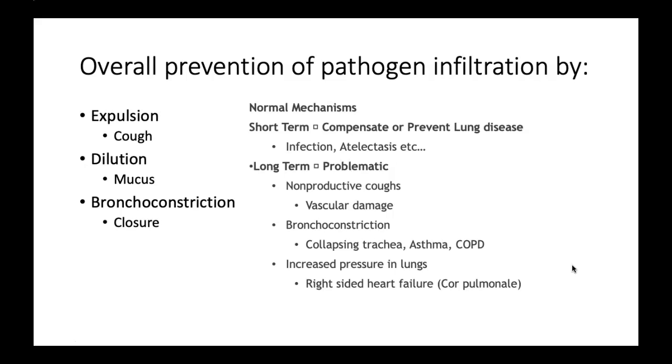So if we think about compensating for infection, for atelectasis, etc. So short term, these mechanisms are great and they have good short term effects for the body. Long term though, if these protective mechanisms are engaged long term, it can be really problematic for the animal. So non-productive coughs over time could cause vascular damage within the respiratory tract. If there's continuous bronchoconstriction, we're starting to look at things like collapsing trachea, asthma, and upper airway disease.